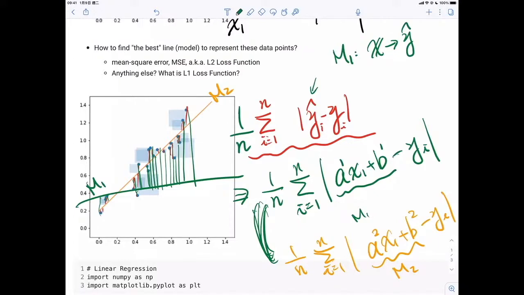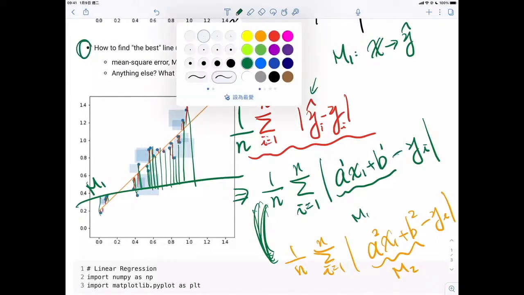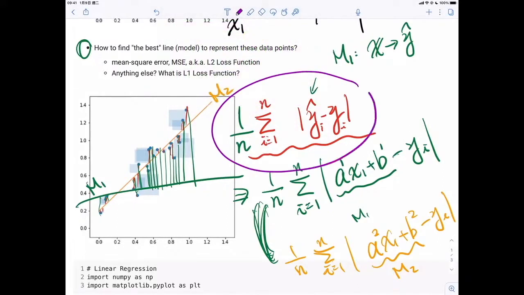This concept is very simple because maybe you have learned it in high school. So the question is, how do we identify the best model to represent those data points? This purple one, we call it the L1 loss function. It has a name, L1 loss function. There's another one which we use more frequently called the L2 loss function. It has another name called mean square error.